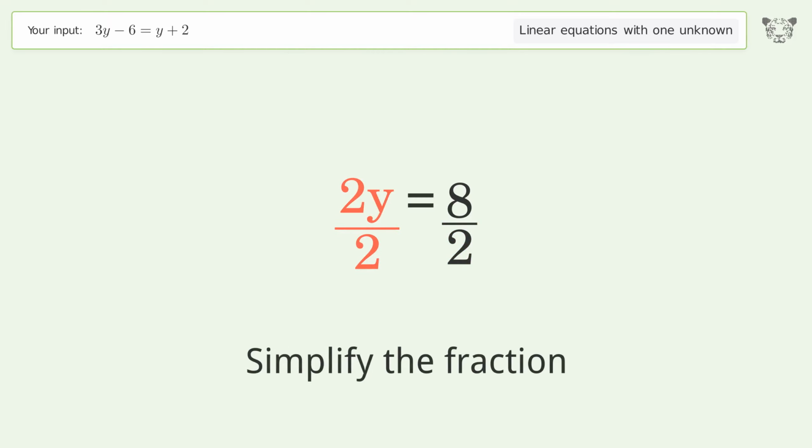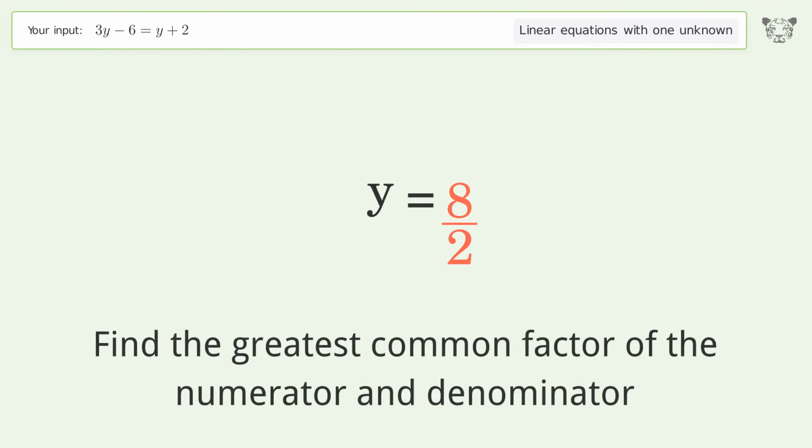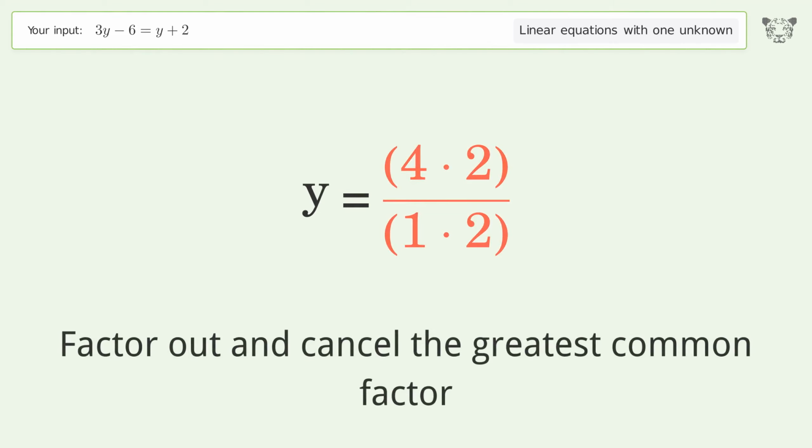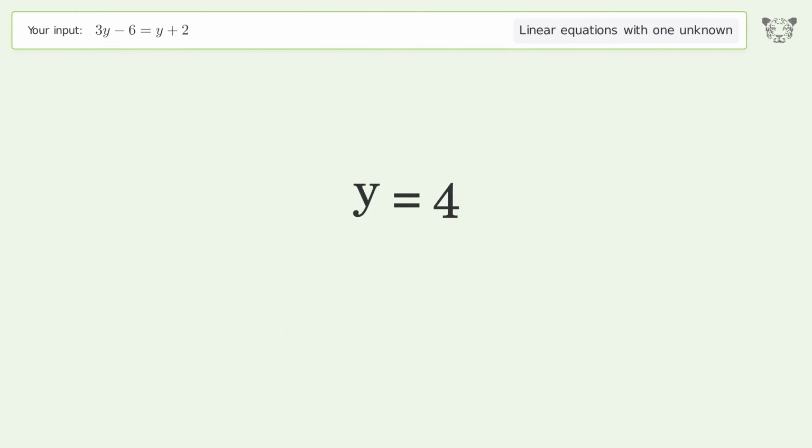Simplify the fraction. Find the greatest common factor of the numerator and denominator. Factor out and cancel the greatest common factor. And so the final result is y=4.